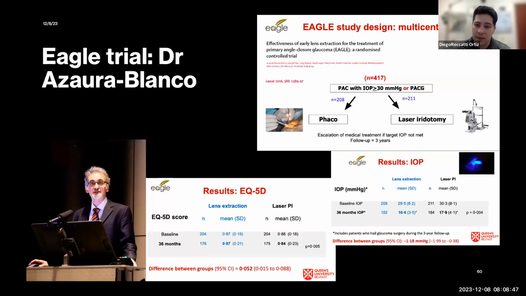So more quality of life. When we take a look at the raw numbers for IOP, with the lens extraction, the baseline pressure was around 29.5, and at 36 months, the pressure went down to 16.6. Also, this includes patients who required glaucoma surgery during the 3-year follow-up for both groups. So consider that. And for the laser PI group, the pressure went down as well, but not as much as the lens extraction group. So better results for IOP control as well.